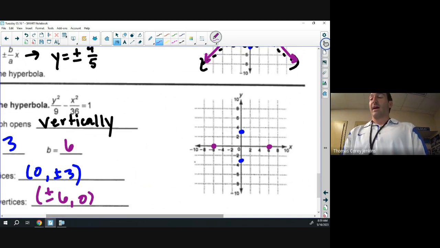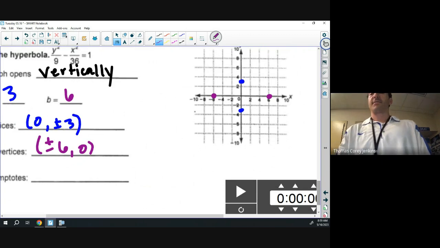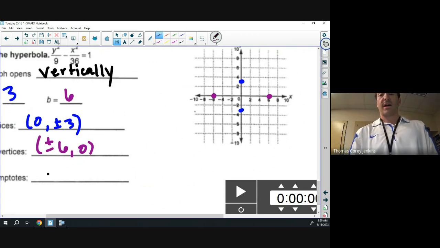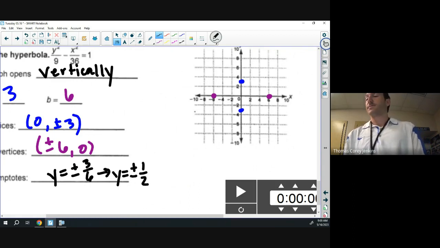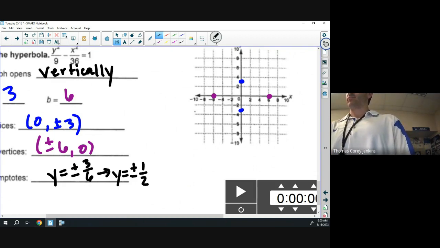Now we have it set up to go. My asymptotes are going to be at y equals plus or minus. You go up 3 and right 6, which we would just reduce to 1 over 2. So plus or minus 1 over 2. Okay? 1 over 2. So we can just graph that line, or we can go through the rectangle, whatever we want to do.